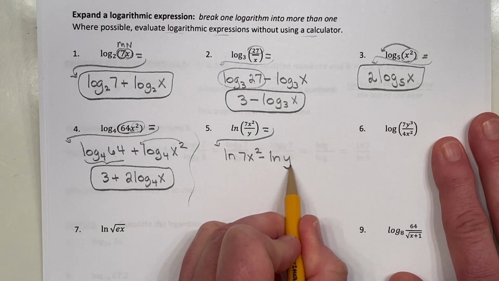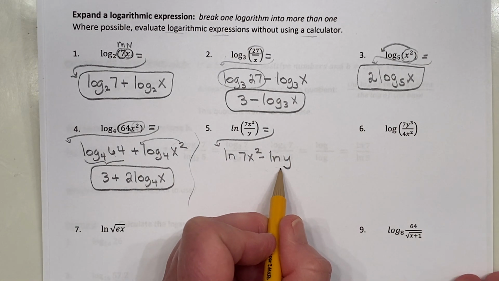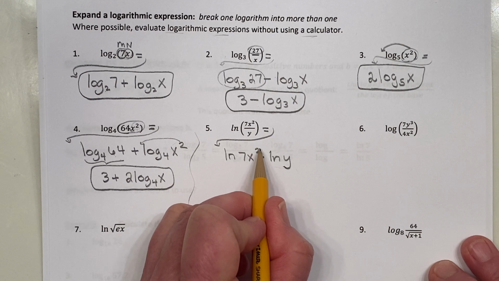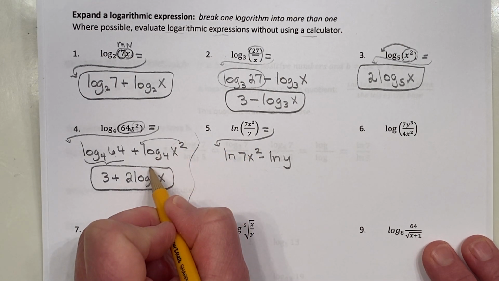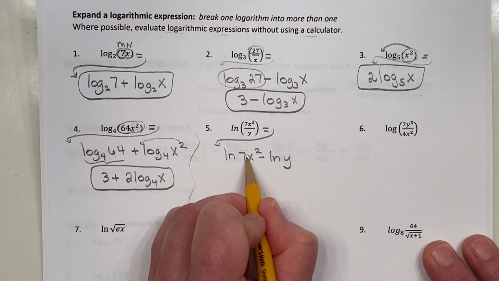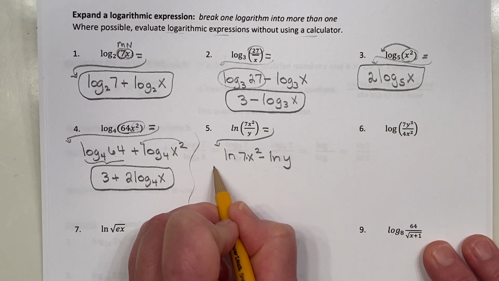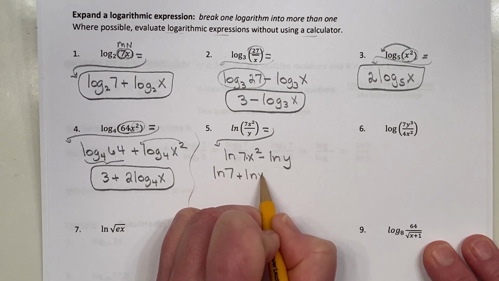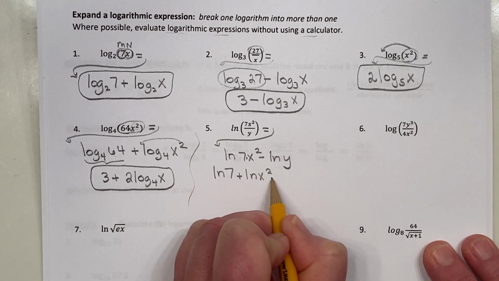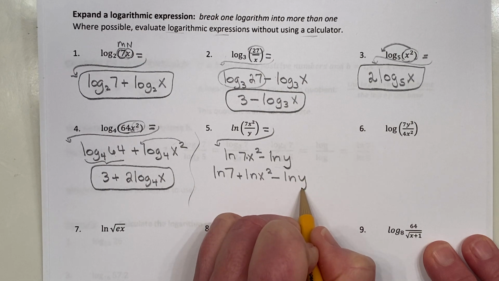There's nothing more I'm going to be able to do here to simplify this log term, so my attention should focus on what's going on here. This term is very similar to the problem in 4, so I have a product. Let's do that first. So natural log of 7 plus natural log of x squared. Let's go ahead and bring down the minus natural log of y.